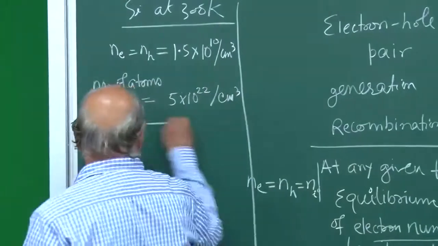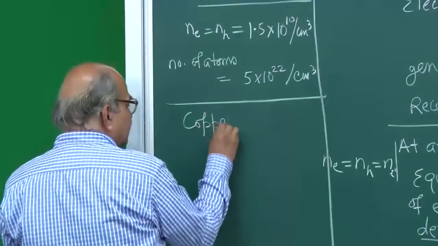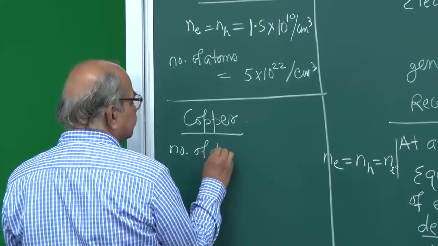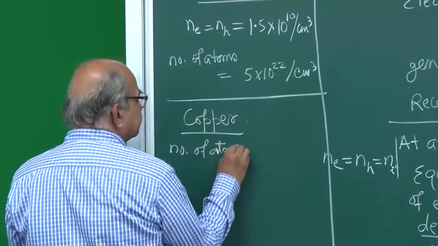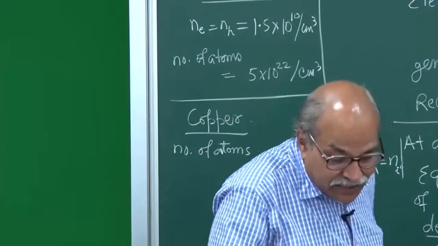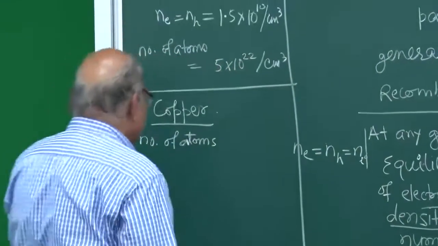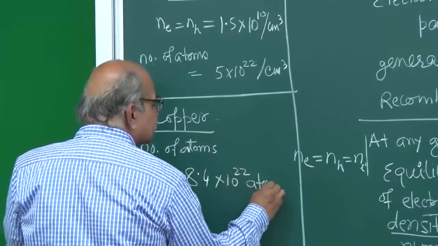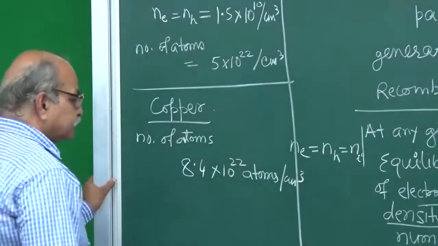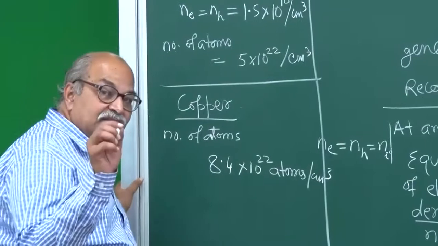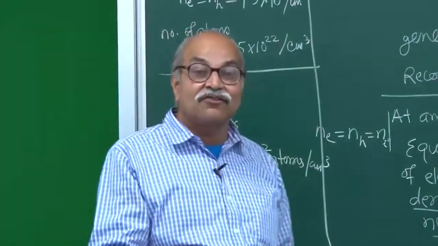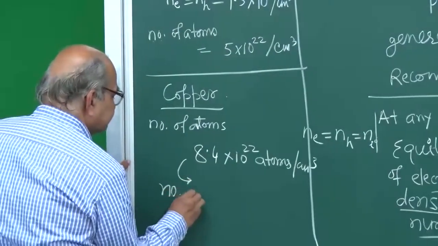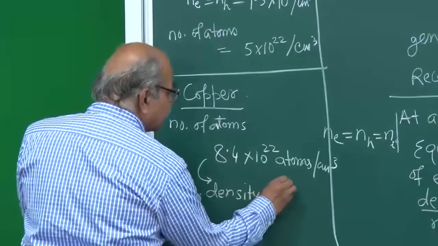But if you compare with a good conductor, let us say copper, the number of atoms per centimeter cube is 8.47 into 10 to the power 22 atoms per centimeter cube. Okay, and each atom in copper contributes 1 electron to the conduction band, and therefore this is also the number density of conduction electrons.